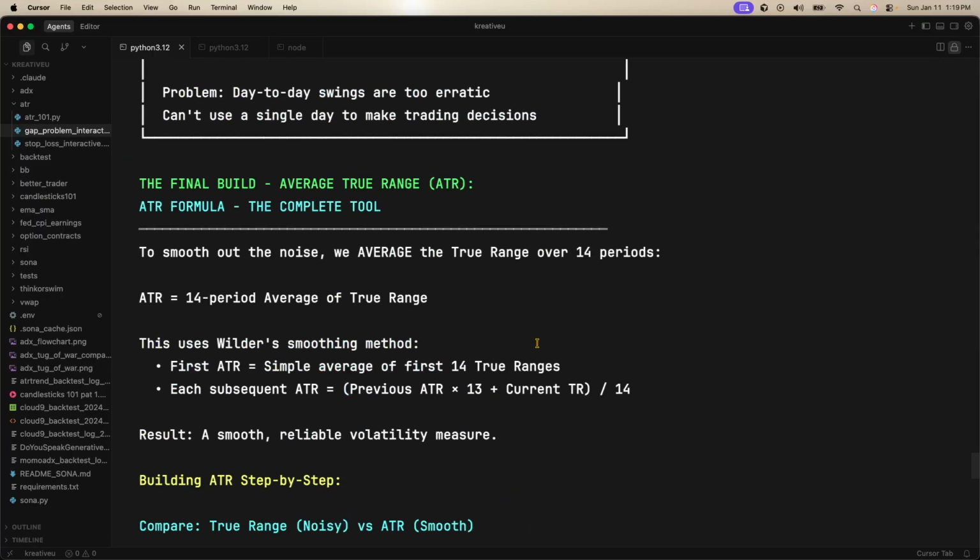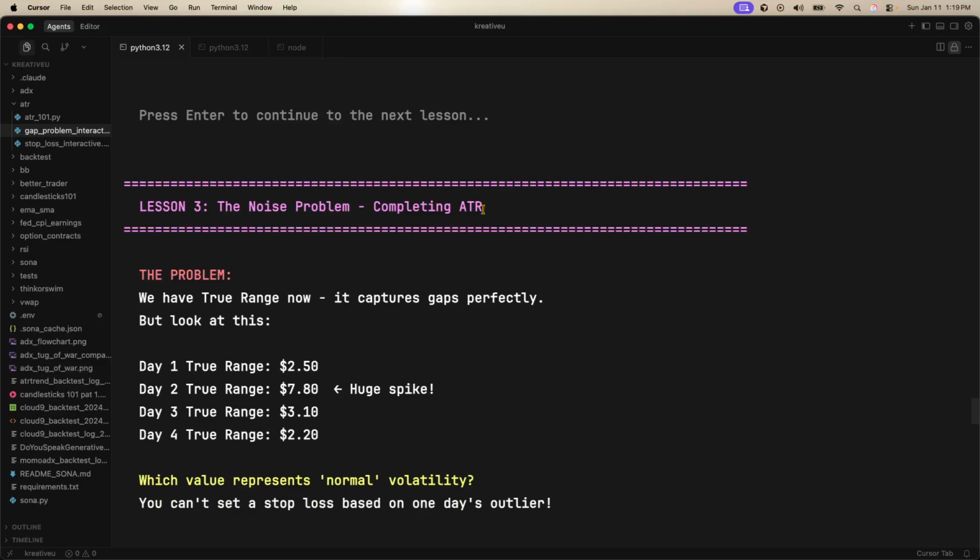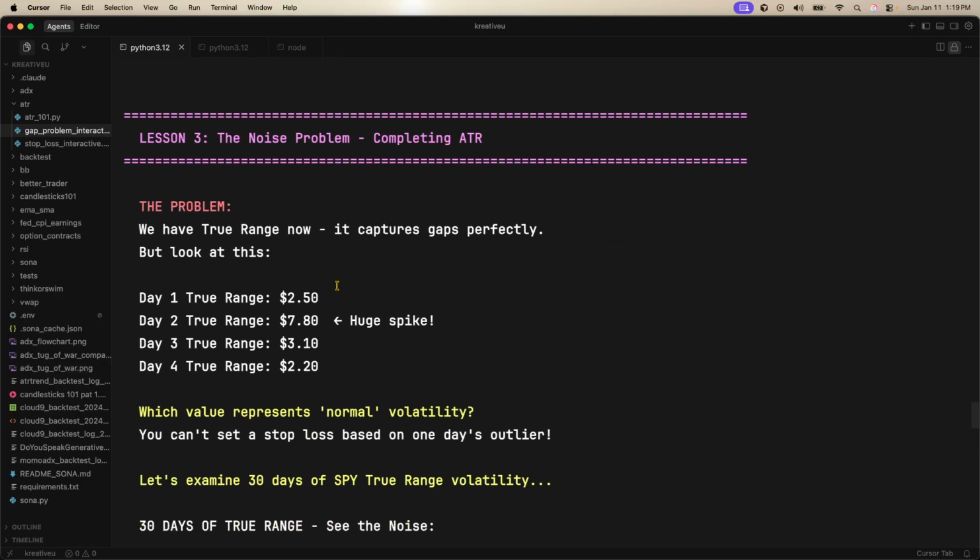The noise problem, right? So completing the ATR so we can have the full picture of the average true range. So we have the true range now. It captures the gap perfectly.